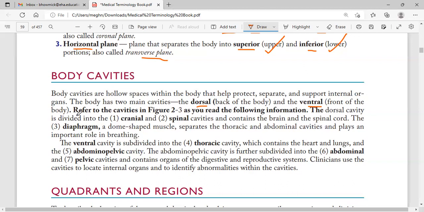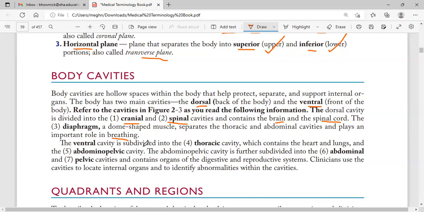The dorsal cavity is divided into 1. cranial and 2. spinal. The cranial and spinal cavities contain the brain and spinal cord. The cranial cavity contains the brain and the spinal cavity contains the spinal cord. The diaphragm is a dome-shaped muscle that separates the thoracic and abdominal cavities and plays an important role in breathing.